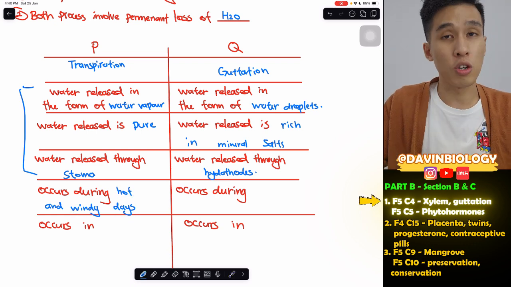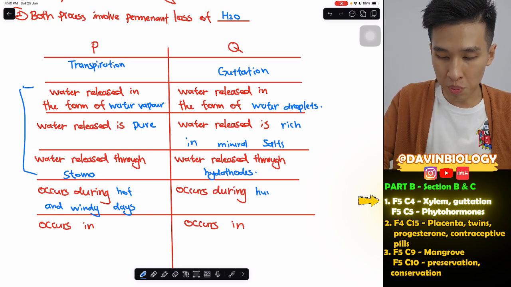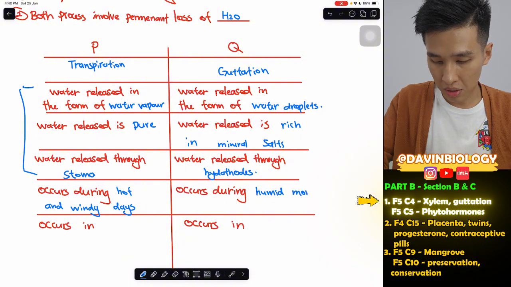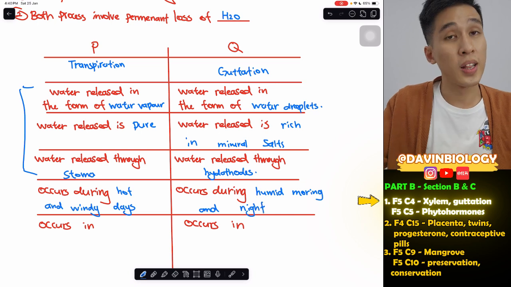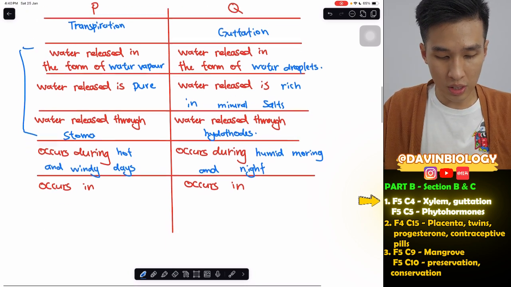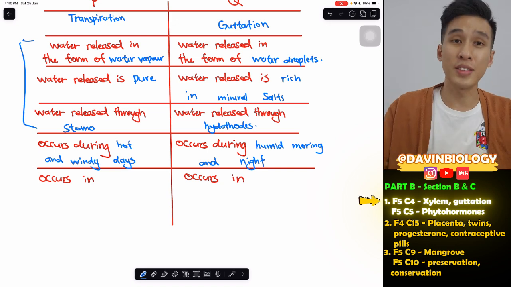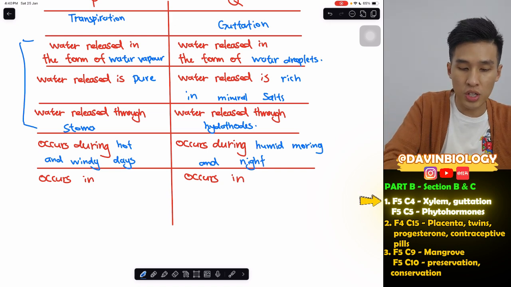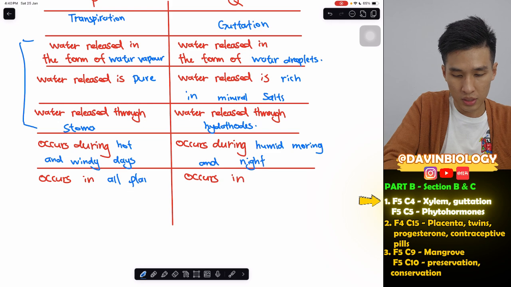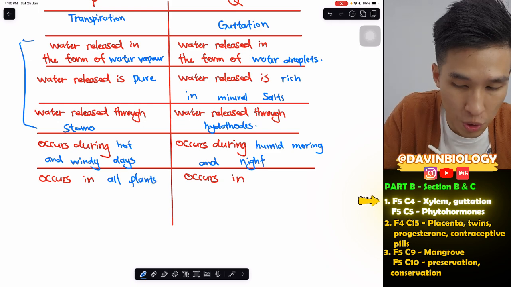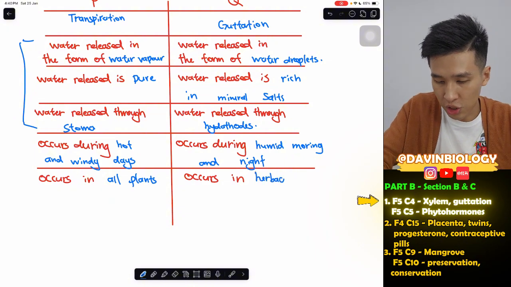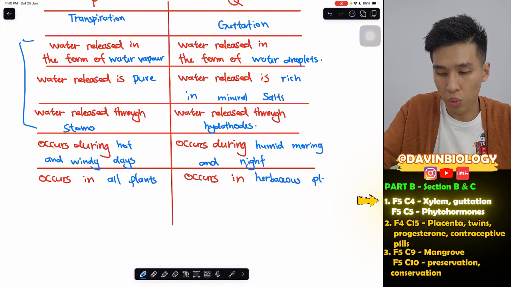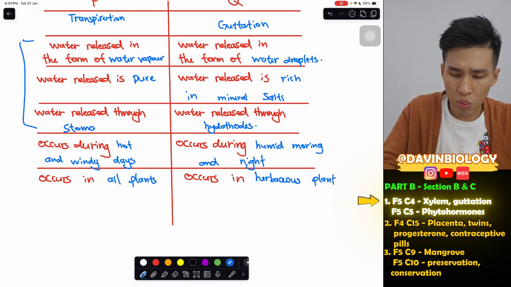For guttation, it occurs during night. You can say during humid morning and night, basically when there's no light. And the last thing you can say is in which type of plants it occurs. Transpiration occurs in all types of plants. So long as the plant has leaves, there will be transpiration. But guttation only occurs in herbaceous plants, non-woody plants.